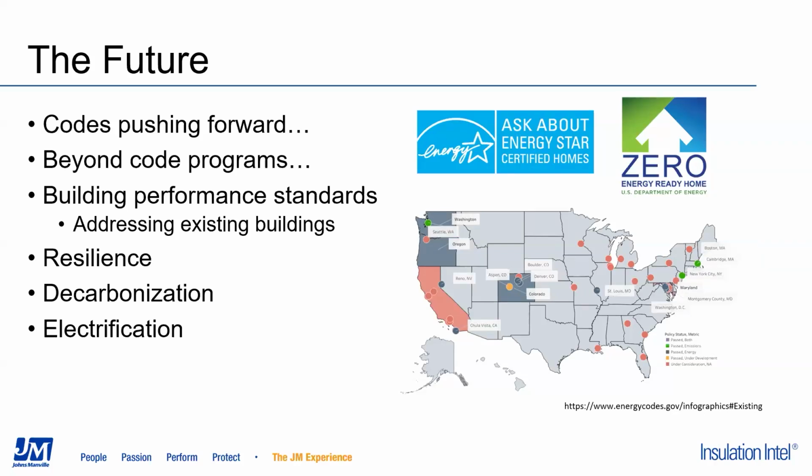And here we're getting into just the last couple of slides. As we look forward, obviously codes continue pushing us all towards making our new buildings ever closer to being net zero energy, net zero emissions. There are a lot of places with those sorts of goals. Programs beyond code, like Energy Star and Zero Energy Ready Home, are doing the same thing. So I don't think we're going to see those things go backwards.